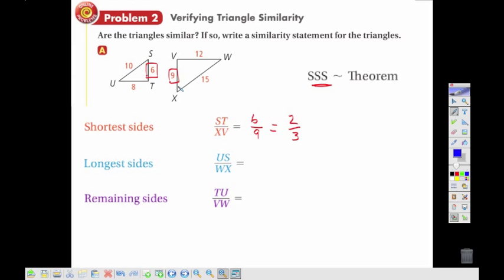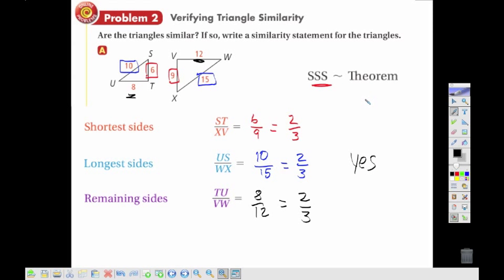In the second one, I have US over WV because, again, we're looking for the longest side. So the longest side here is 10. The longest side here is 15. So, again, we use the first one here over the second one over here. And that also simplifies to 2/3. And then for our final pair, we use the remaining sides. We have a 12 left and an 8 left. The first one over the second one. And that also gives us 2/3. Since we're getting the same ratio for each of these, we know that these are similar by the side-side-side similarity theorem.